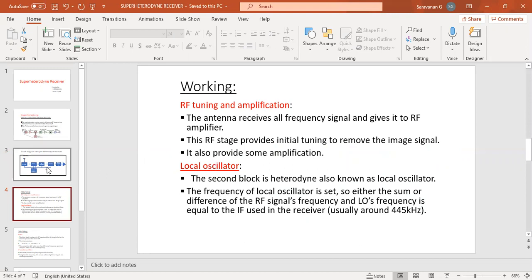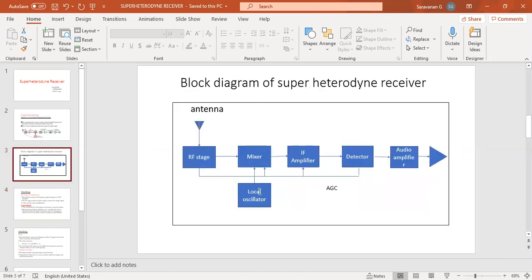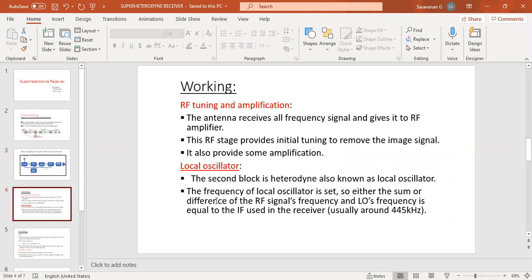Local oscillator is the second block in this block diagram of the superheterodyne receiver. It helps so that either the sum or difference of the RF signal frequency and the LO frequency is equal to the IF used in the receiver, which is usually around 455 kilohertz.